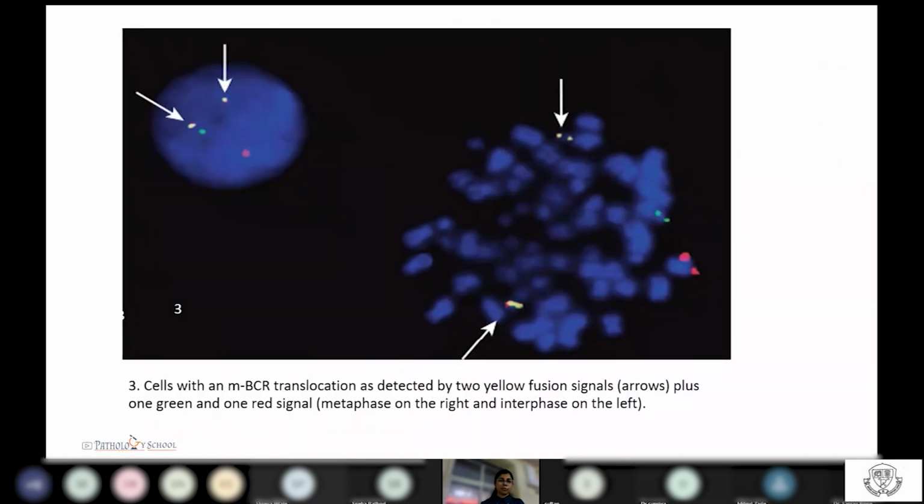Next is your minor breakpoint. Now you can see your one chromosome 9 is normal, so you will get one red signal. Your chromosome 22 is normal, you will get a green signal. But your chromosome 9, which has half red, half green, will give you a yellow signal. Your chromosome 22 has half green, half red, so it will give you a yellow signal. So you will have two yellow in cases of minor breakpoint region, which can be seen over here in your interphase spread as two yellow.